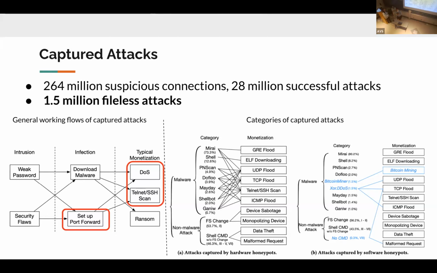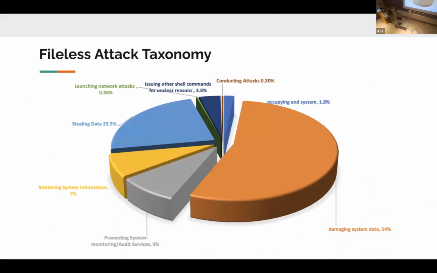And the authors explain this. The reason is probably the scalability of the network, because they have over 100 software honeypots with only 4 hardware ones. And they systematically categorized the fileless attacks into these 8 categories based on their behaviors and intents.